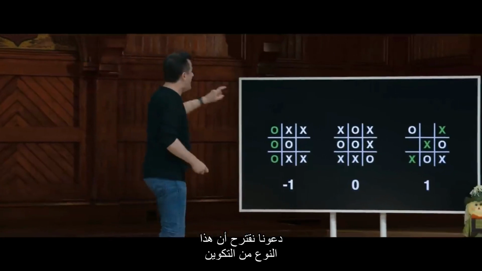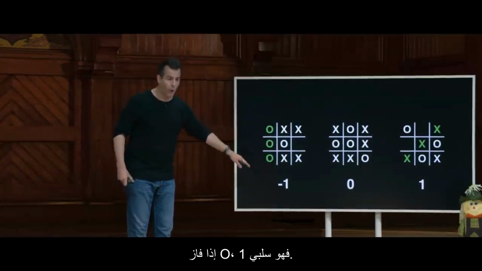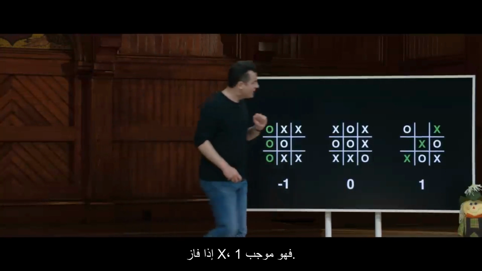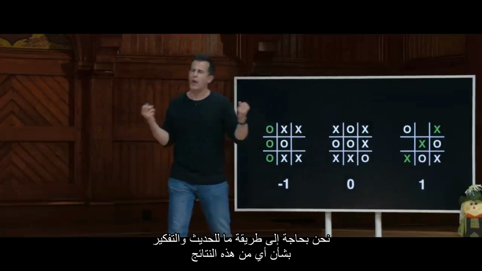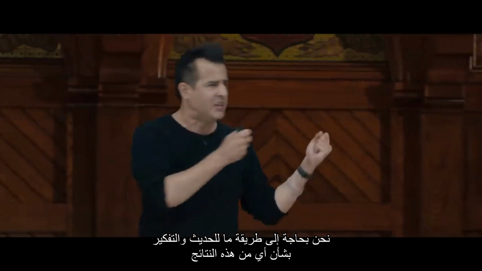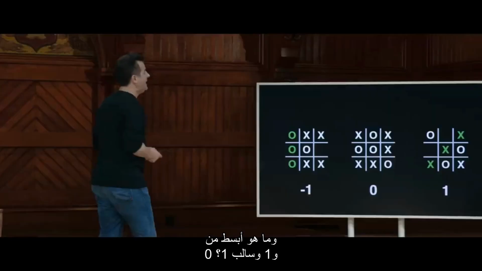Let's propose that this kind of configuration should have a score of -1. If O wins, it's a -1. If X wins, it's a +1. And if no one wins, we'll call it a 0. We need some way of talking about and reasoning about which of these outcomes is better than the other, and what's simpler than 0, 1, and -1.